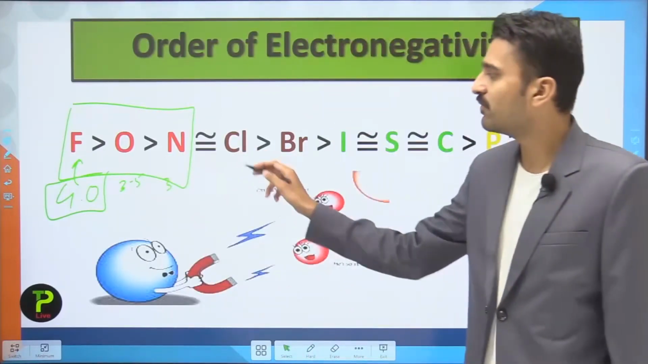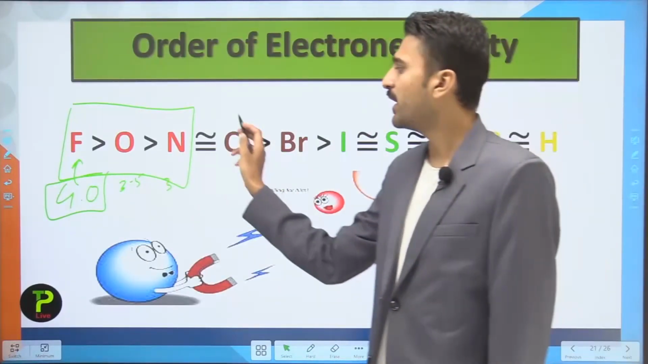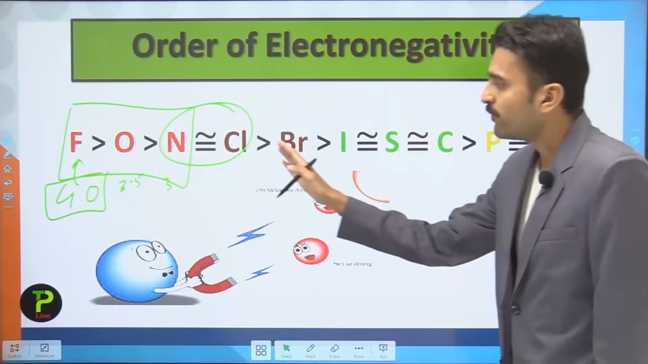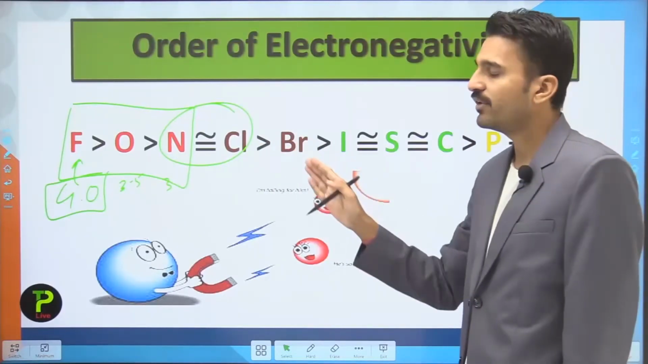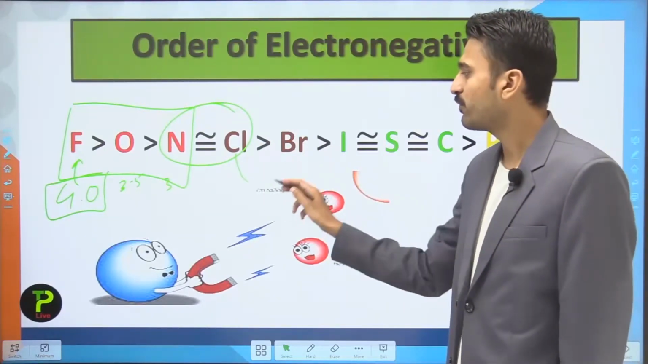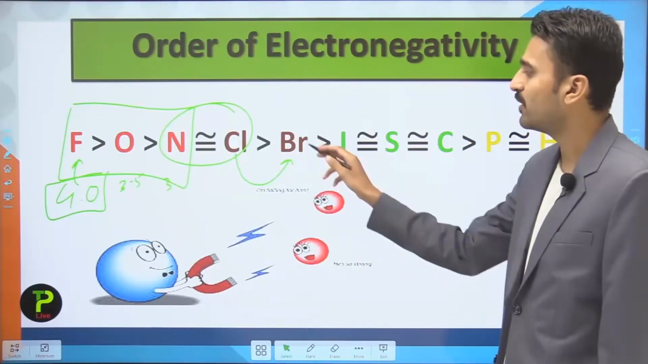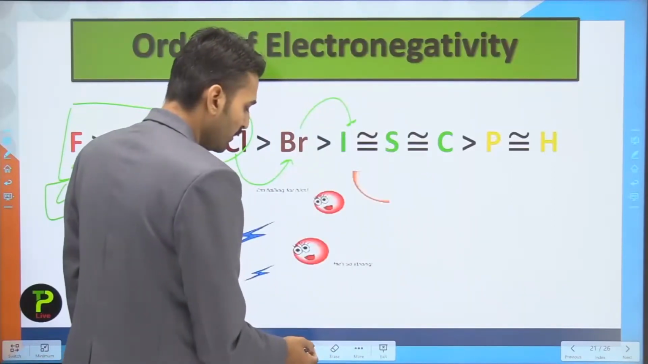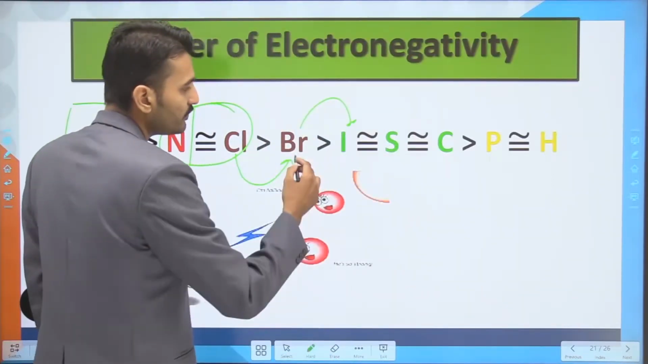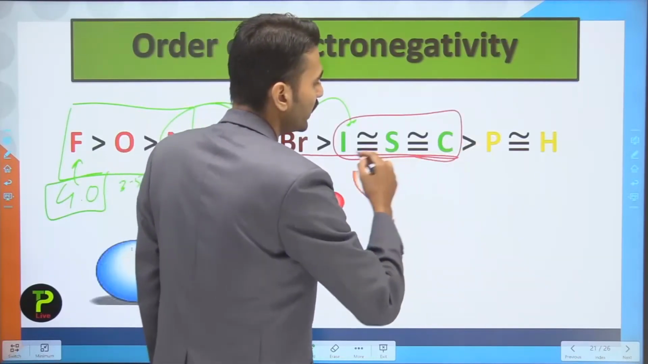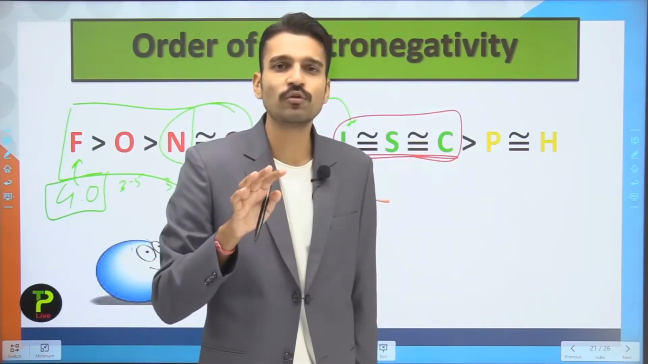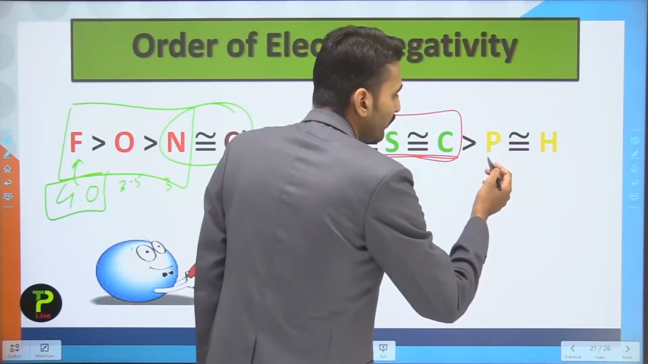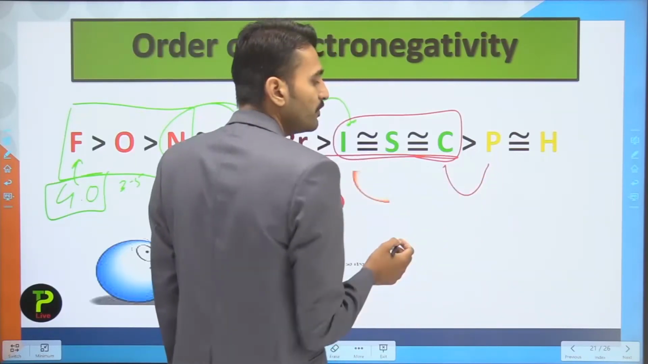and approximately equal for chlorine, that is 2.9. So chlorine and nitrogen have almost equal electronegativities, and from chlorine to bromine the electronegativity decreases. While moving from bromine to iodine, electronegativity also decreases. And you can see that for iodine, sulfur and carbon, the electronegativity for all these three elements is approximately the same value, while the electronegativity for phosphorus is somewhat less than that of carbon and hydrogen.